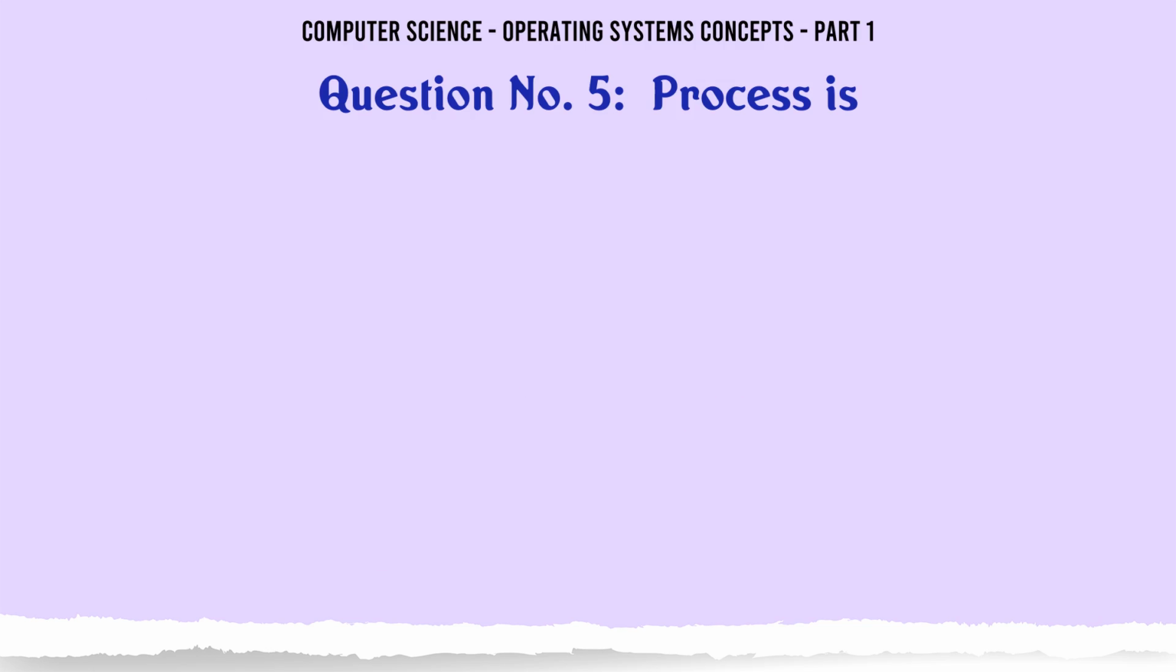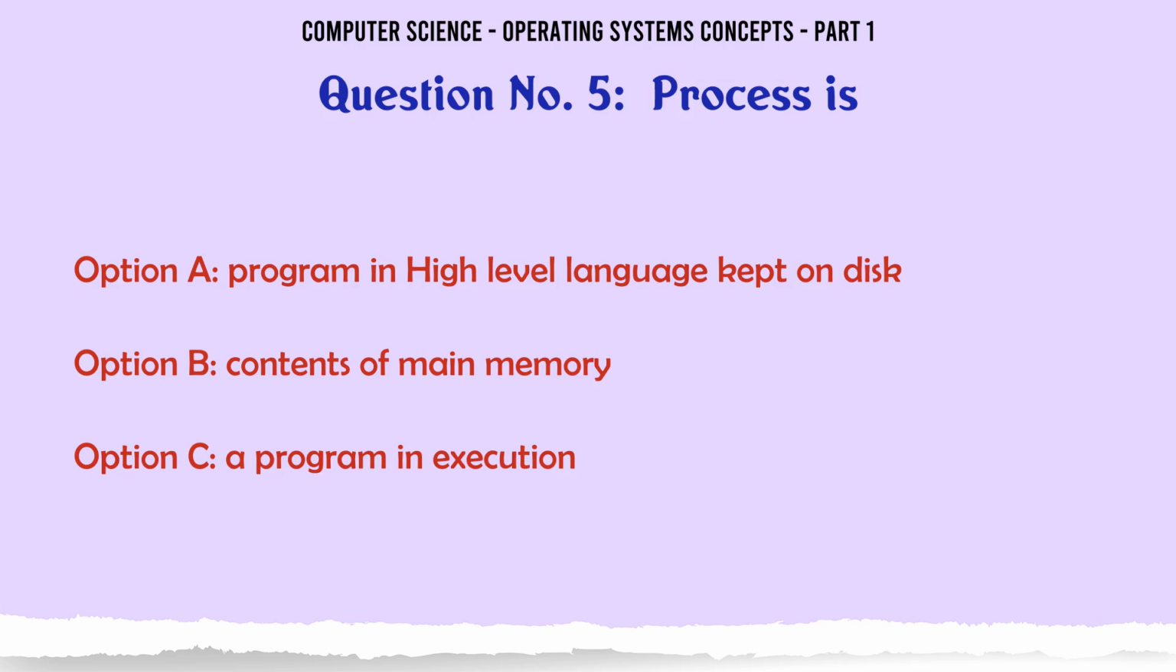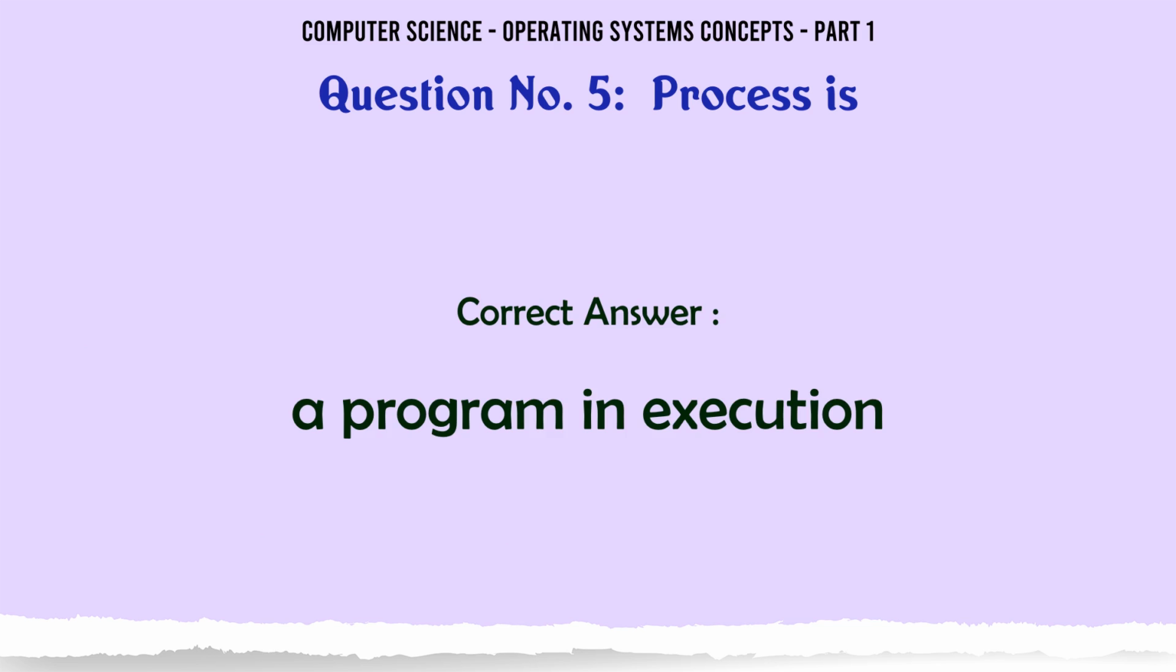Process is: A. Program in high-level language kept on disk, B. Contents of main memory, C. A program in execution, D. A job in secondary memory. The correct answer is a program in execution.